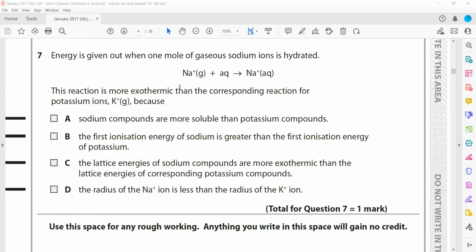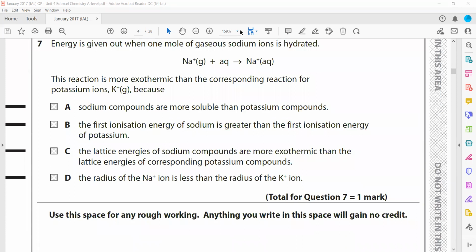Question 7. Energy is given out when 1 mole of a gaseous sodium ion is hydrated, like sodium ion in a gaseous state surrounded by water molecules. So this reaction is more exothermic than the corresponding potassium. What is the hydration energy? It depends on two things: the size of the ion, the positive ion should be as small as possible, and the charge on the ion should be as large as possible. That will affect the hydration energy.